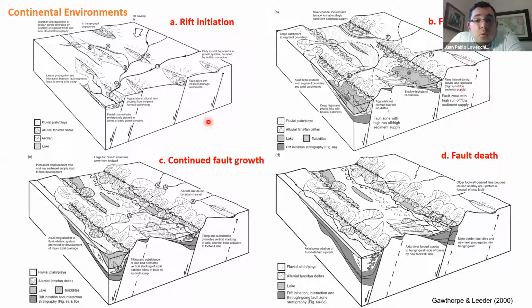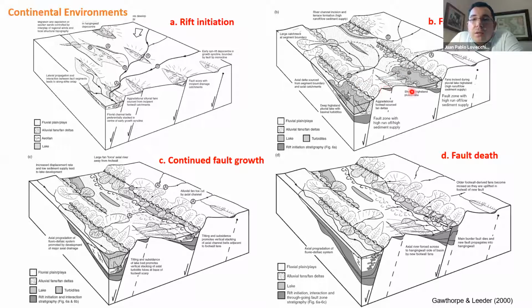Let's see some evolution of these rifts filled with continental or developed in continental environments. This is a very nice evolution set from Gawthorpe and Leeder 2000. We see that in the rift initiation phase, we have isolated depocenters bounded by faults with not a lot of relief between them. This system evolves to this B, which is the fault linkage stage.